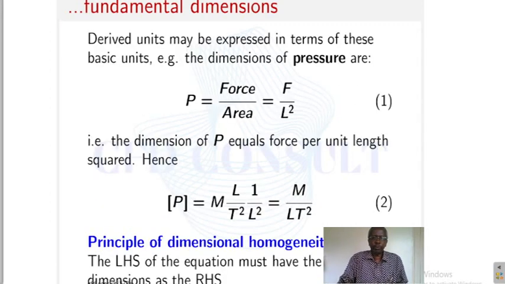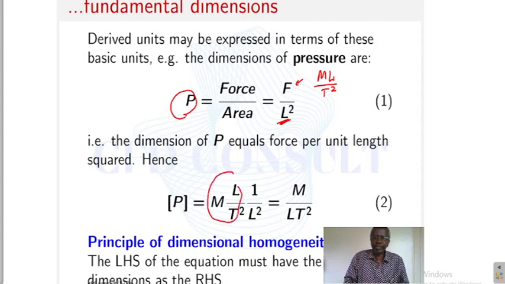We can also get the dimensions of other units that we use. For example, when we're talking about the units of pressure, we know that pressure is force over area. The dimensions of area is L squared, and the dimensions of force is mL over T squared. So if you are looking for the dimension of pressure, we take mL over T squared and divide it by the dimension of area, and so we'll get that for pressure, the dimension is m over L T squared.